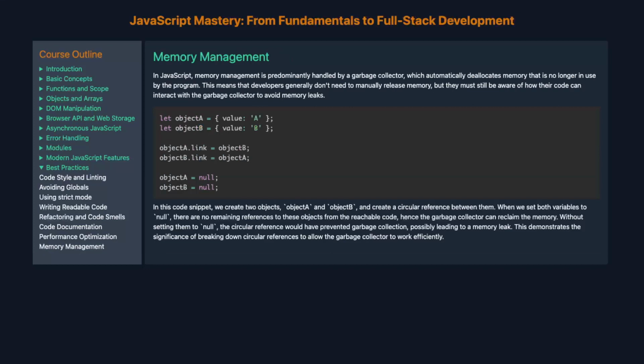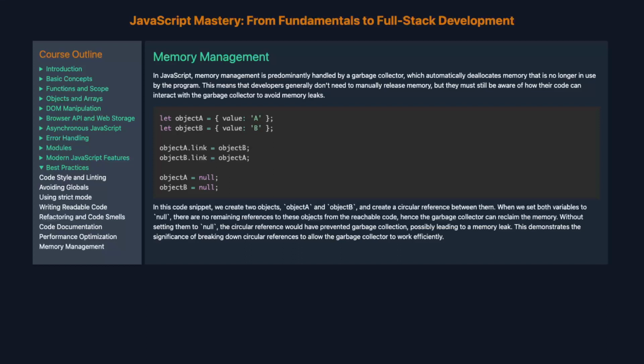Memory management. In JavaScript, memory management is predominantly handled by a garbage collector, which automatically deallocates memory that is no longer in use by the program. This means that developers generally don't need to manually release memory, but they must still be aware of how their code can interact with the garbage collector to avoid memory leaks.